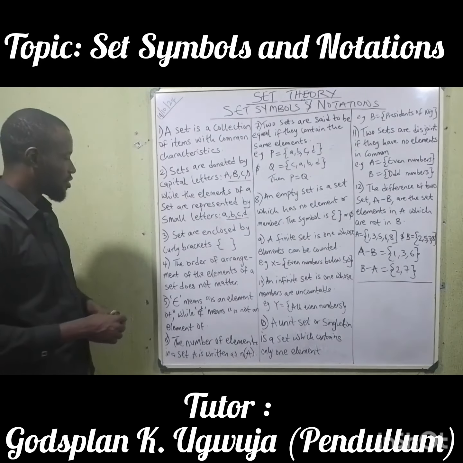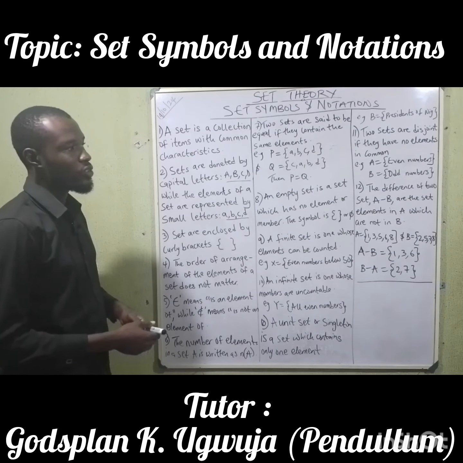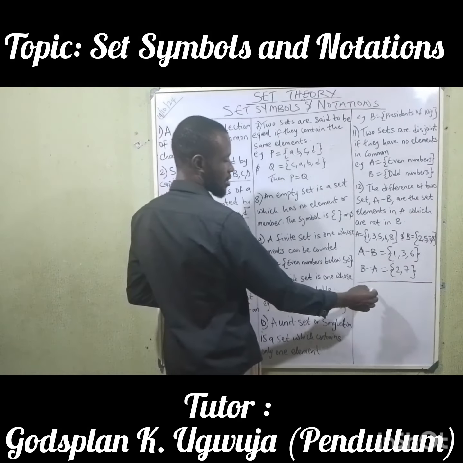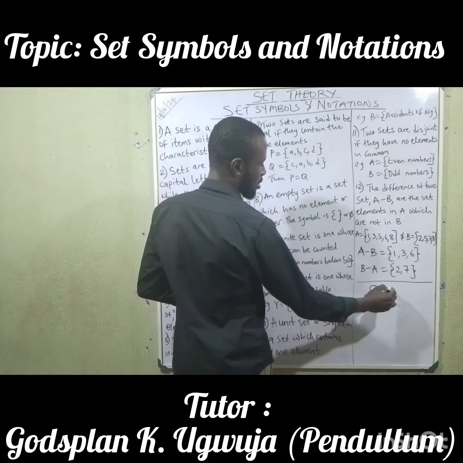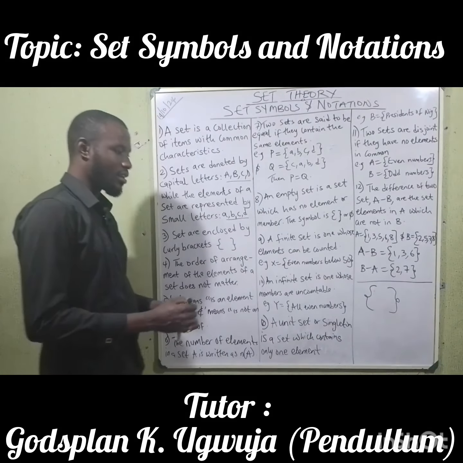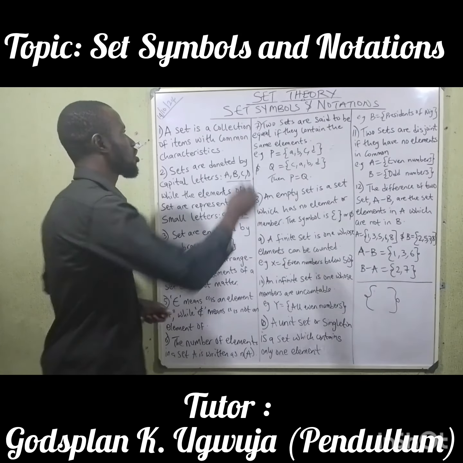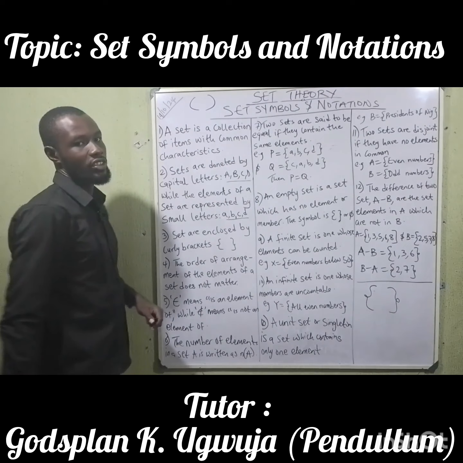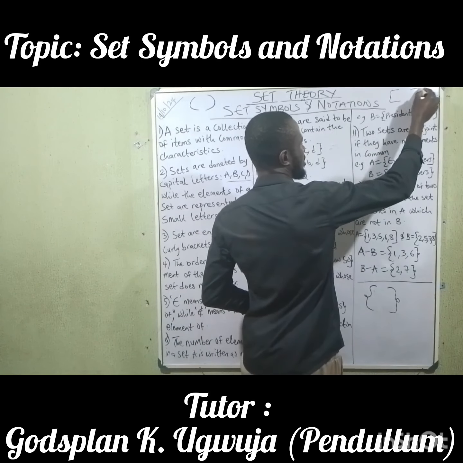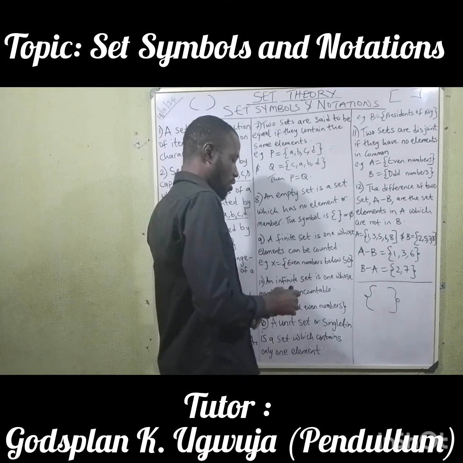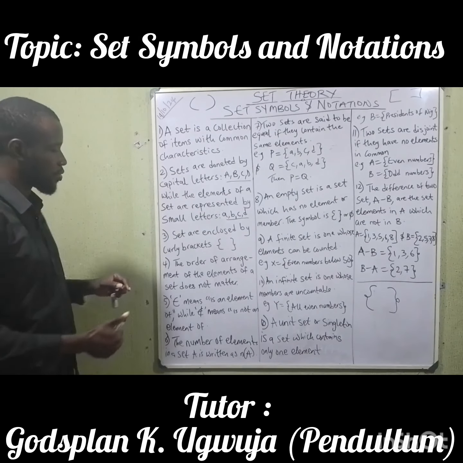Take note of that. Then 3, sets are enclosed by curly brackets. So when you want to write a set, you use a curly bracket, something like this. You don't use your normal parenthesis, you don't use a square bracket. This is not for sets, please. No. You use a curly bracket to enclose or represent a set. Very important to take note of.